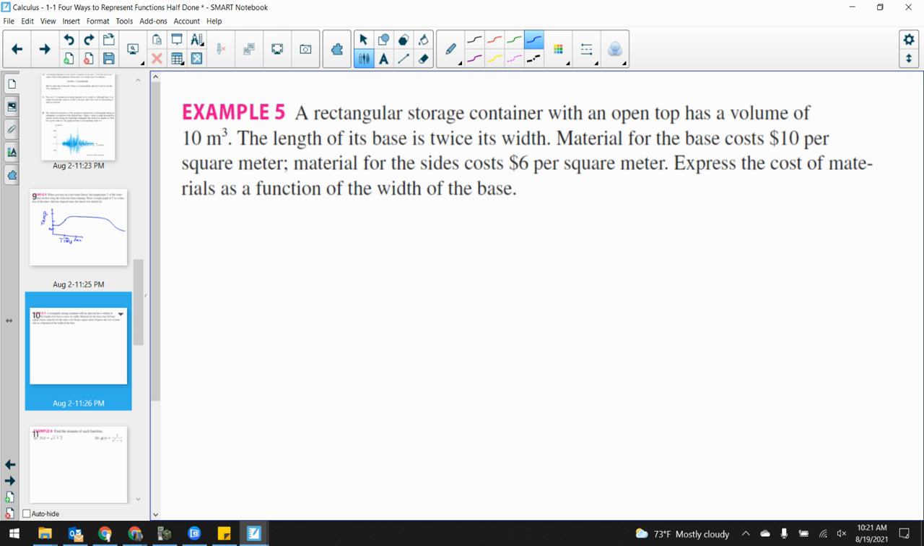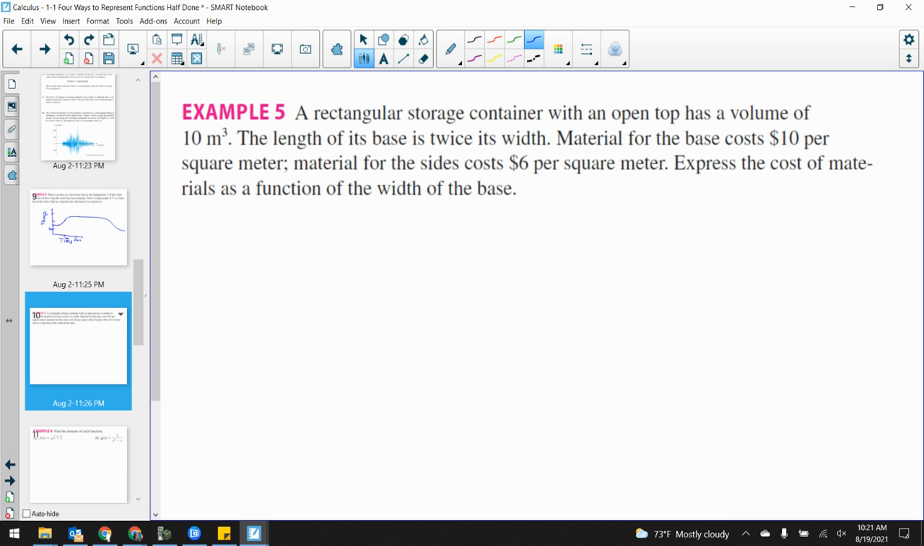All right. A rectangular storage container with an open top has a volume of 10 meters cubed. The length of its base is twice the width. Material for the base costs $10 per square meter. Material for the sides costs $6 per square meter. Express the cost of materials as a function of the width of the base.